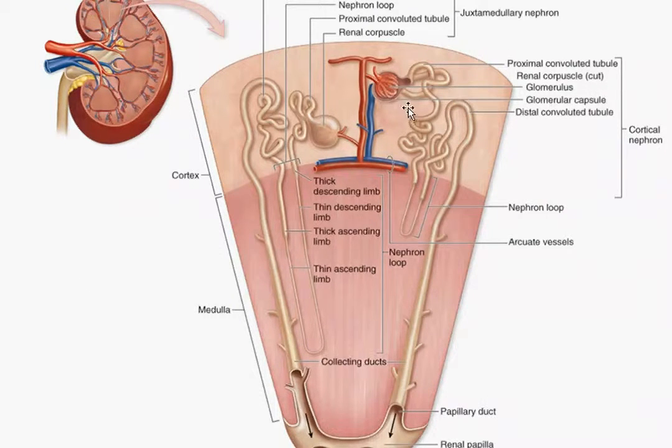And again, just to see where the nephron is located: glomerulus, nephron, and collecting duct, all located within the kidney itself. We're talking about approximately 1 million nephrons per kidney, so quite a lot of filtering going on.